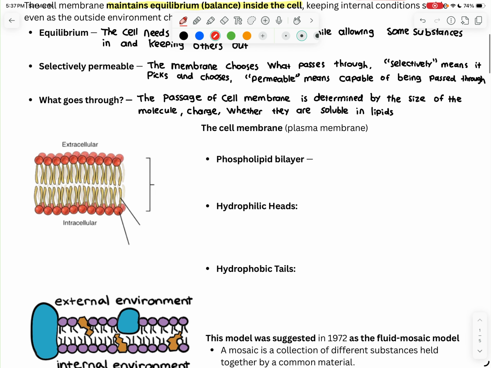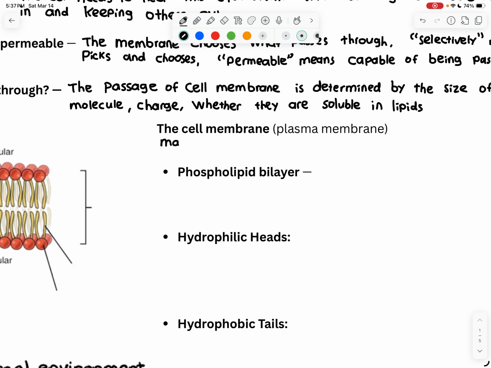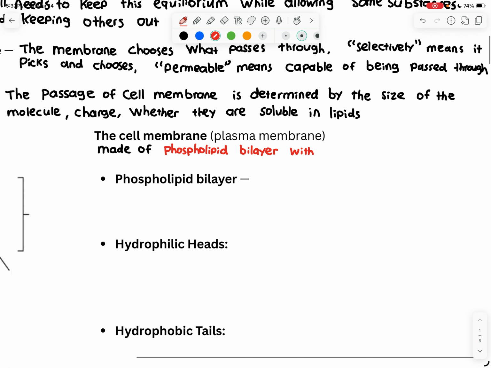So these are called phospholipid bilayer in another way, okay? So cell membranes are made of, I'm going to use red, phospholipid bilayer with proteins embedded.